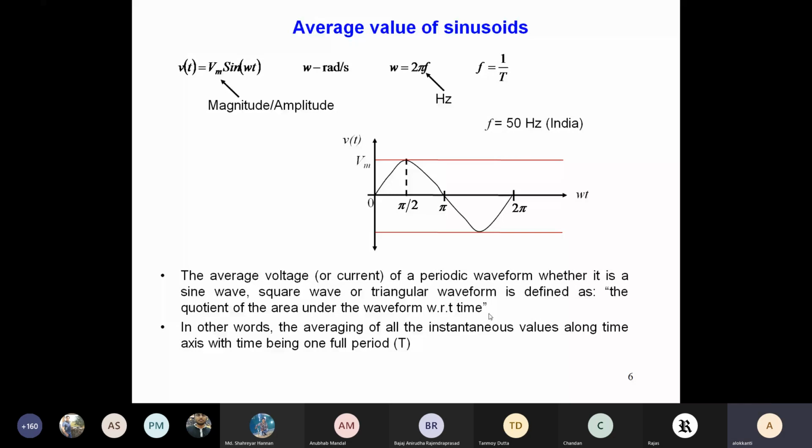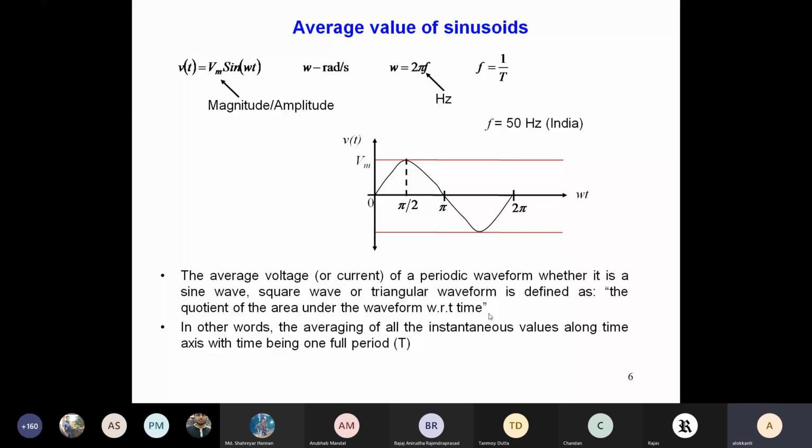But what will happen in this case? Above the omega t axis, in the upper half, the values are positive, and below the omega t axis, the values are negative. Assuming they are pure sinusoidal, the total area will be zero for the full period. From 0 to pi, the value will be positive. From pi to 2 pi, the value will be negative. So if you add them, the value will be 0, and the average value will be 0.